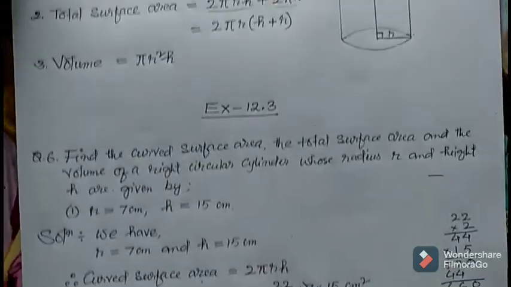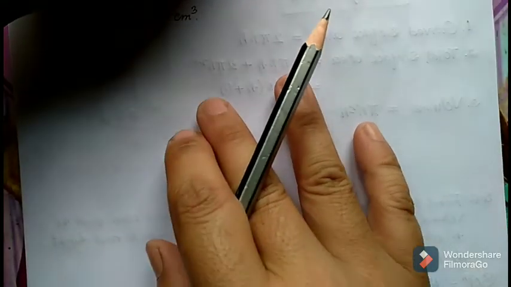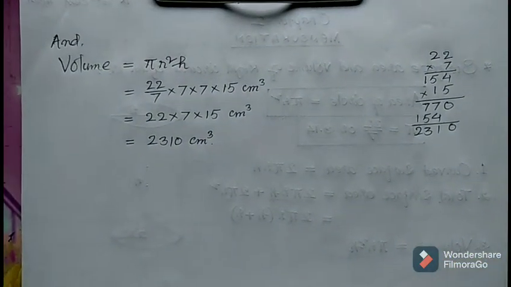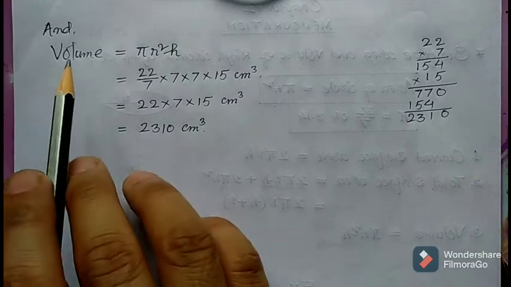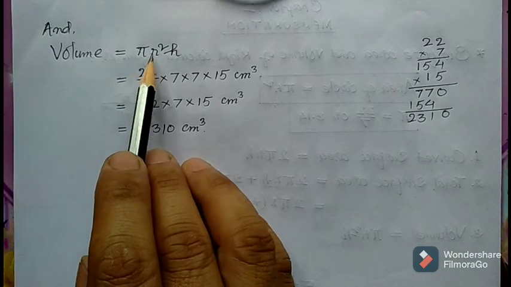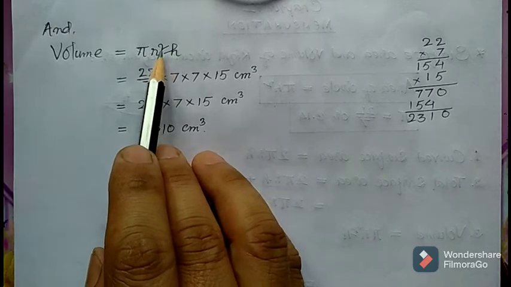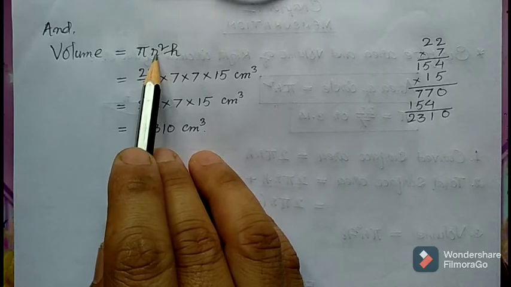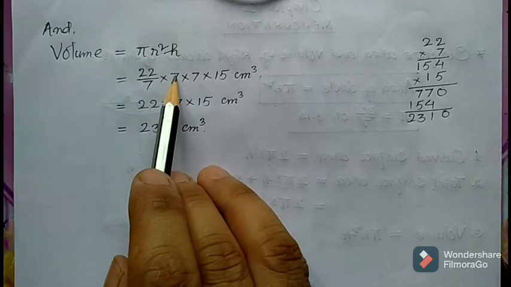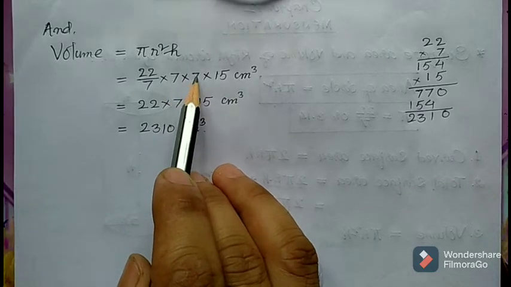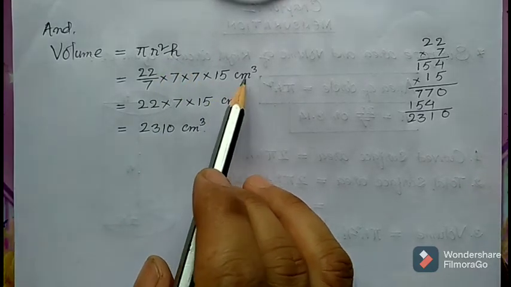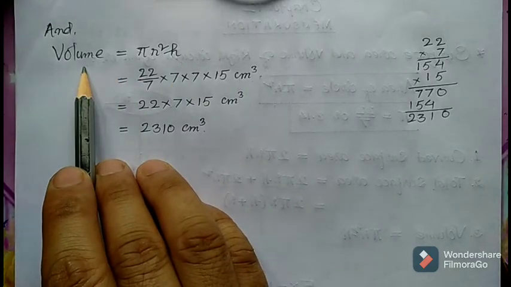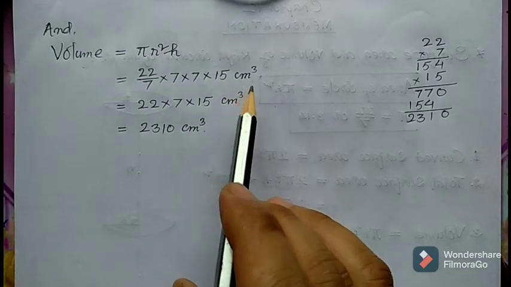Then next we are left to find volume. The last part is volume. The volume of cylinder formula here is pi r square h. So pi is 22 by 7, r square, here r is squared, so we have to write r 2 times. Square means multiplying 2 times: 7 into 7, r into r, and h value is 15. There is centimeter cube because this is volume. The unit of volume is cube, cubic unit.